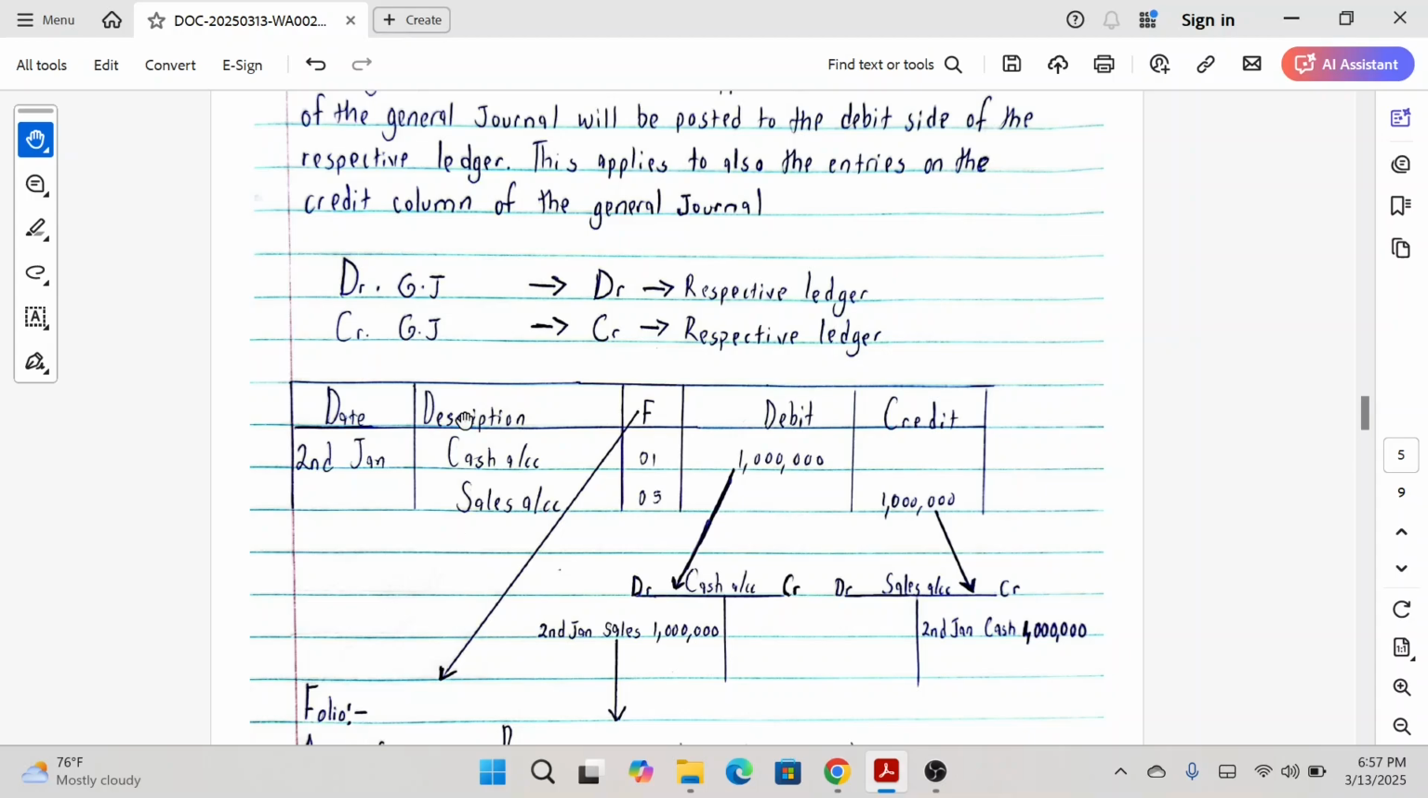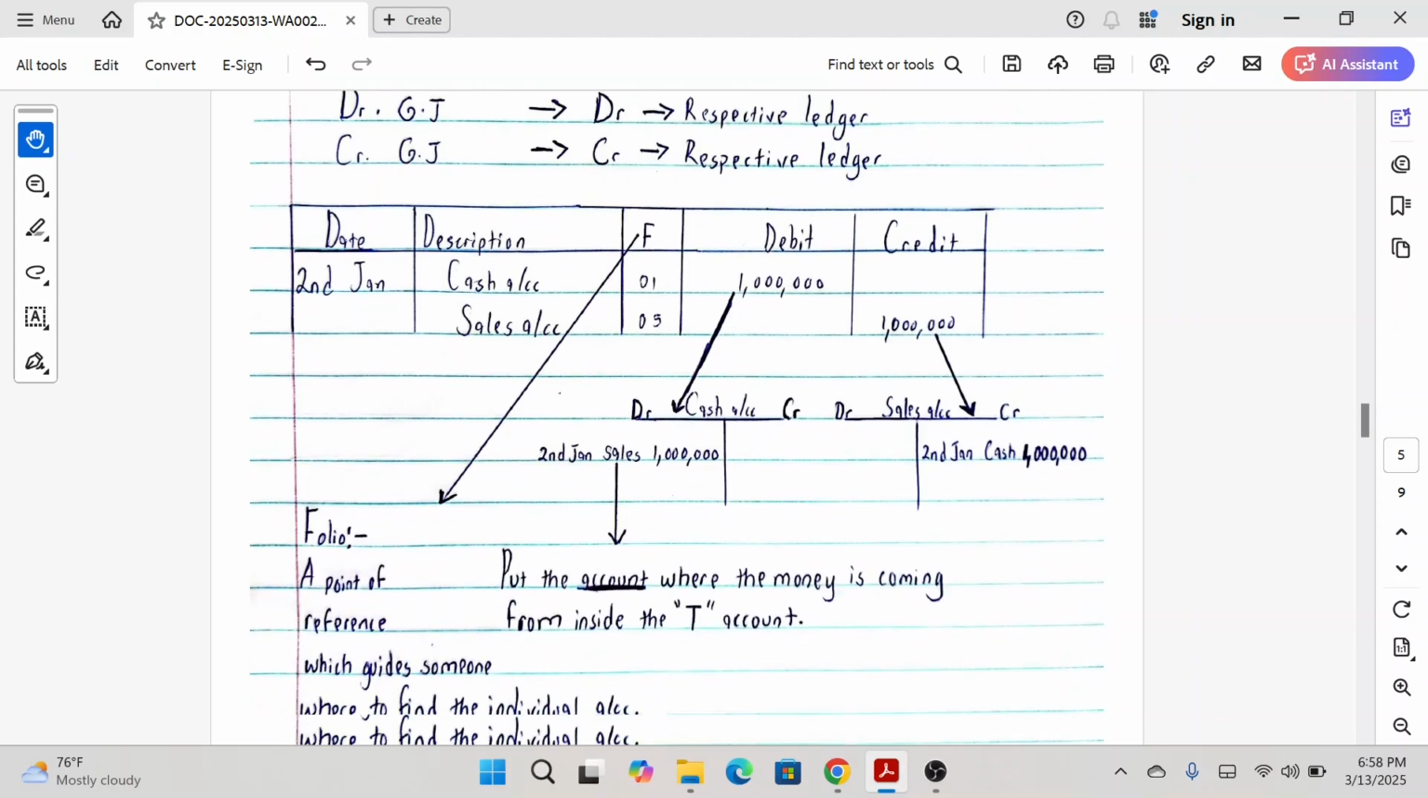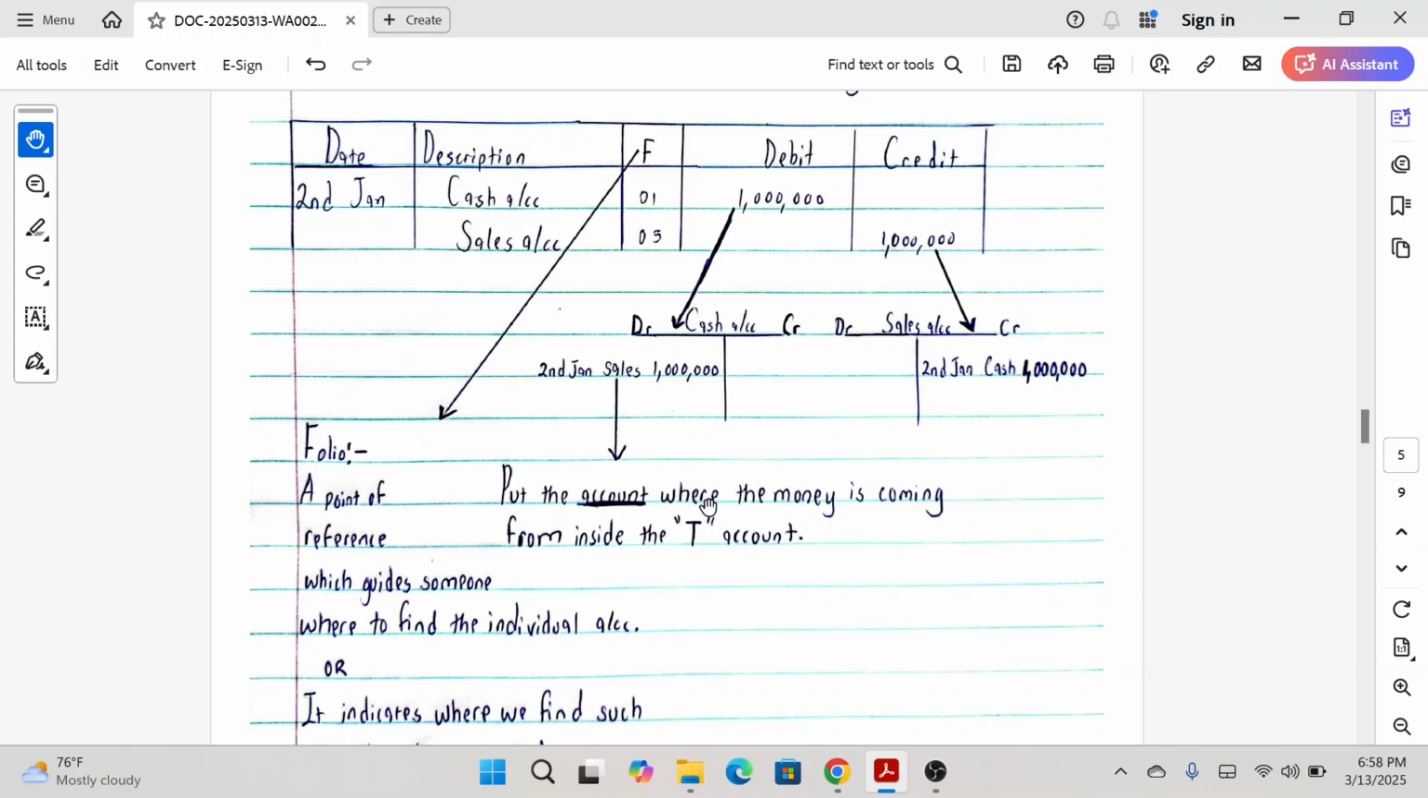So this is a general journal. It has a folio, date, description, debit, credit, and after you draw it up you have transaction number 1 which talks about the cash sales. You can see that these ones were debited and this was credited. So when you're posting it to the ledgers, you're just going to come and say, this is cash. Now on the debit side, you can post. Now inside the T account, you put the account where the money is coming from. You get?